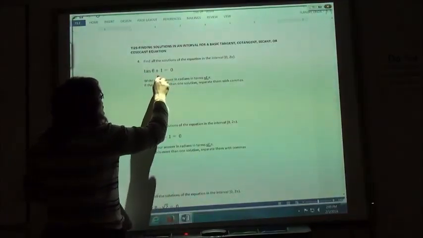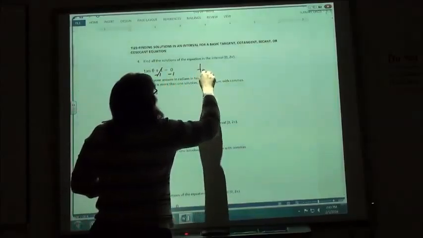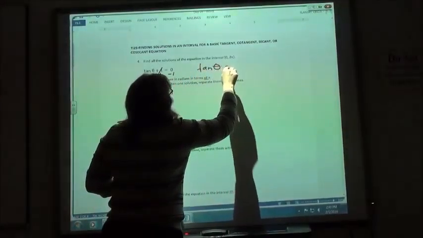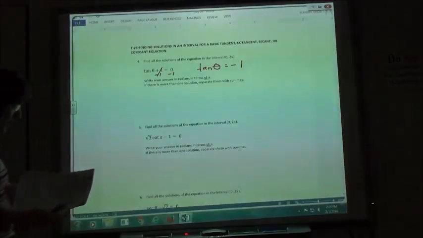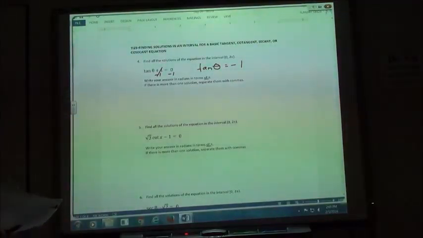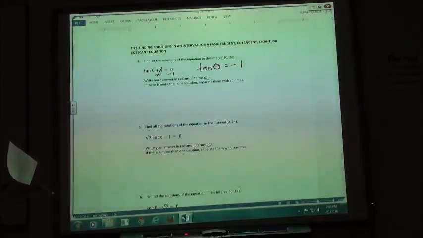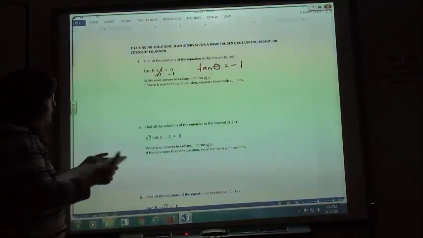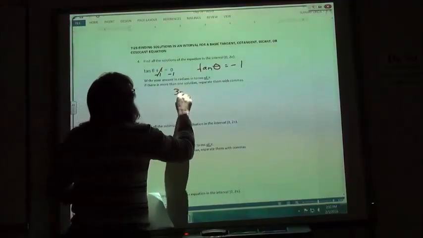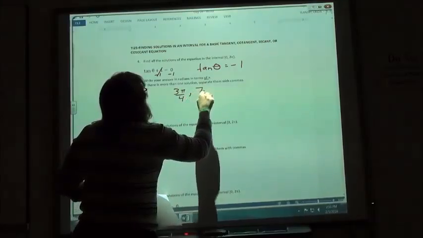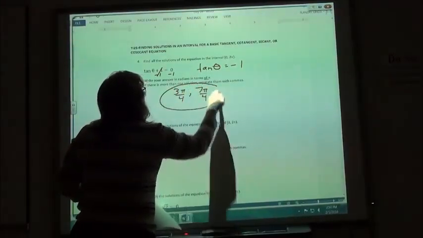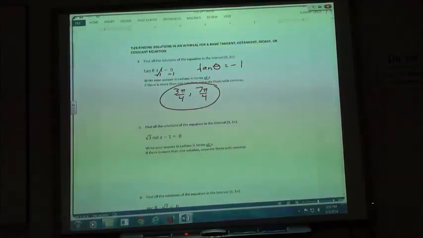So in this one, I'm going to subtract my 1. We're looking for where the tangent of theta is equal to -1. So if I go back and I look at my paper, where is the tangent equal to -1? Looking down my tangent list, I have 3 pi over 4 and 7 pi over 4. So 3 pi over 4 and 7 pi over 4 are going to be my answers for where tangent of theta is equal to -1.